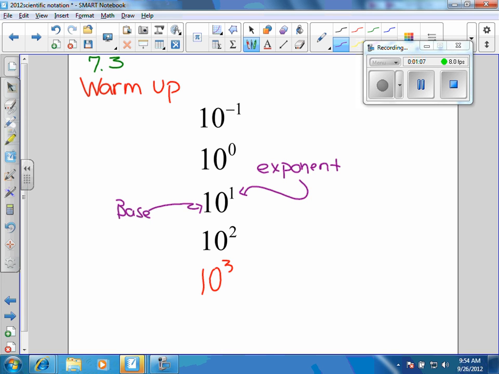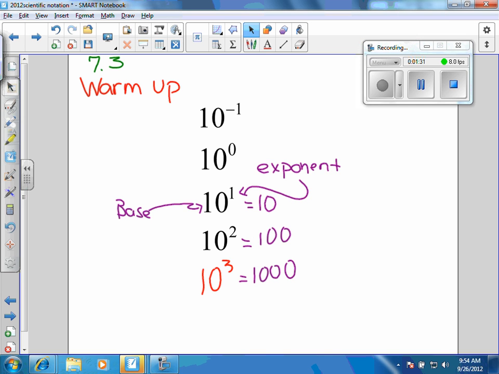Like, Lexi, what's 10 to the second power equal to? 100, right? 10 times 10. So, Sam, what's 10 to the third power? 1,000, right? So, Connor, what's 10 to the first power? 10. So, if I move that, somebody asked about 10 to the 0 power.